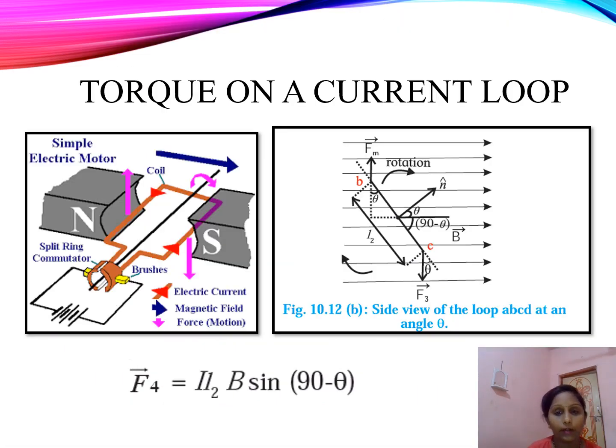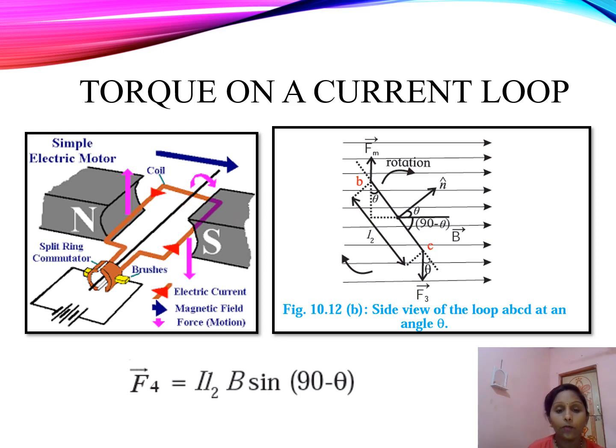Torque on a current loop. An electric motor works on the principle of magnetic force on a current carrying wire due to the magnetic field. The figure shows that the rectangular coil ABCD is placed in a uniform magnetic field. Therefore, the magnetic force will be acting opposite on the segments AB and CD. This results in rotation of the loop about its central axis.